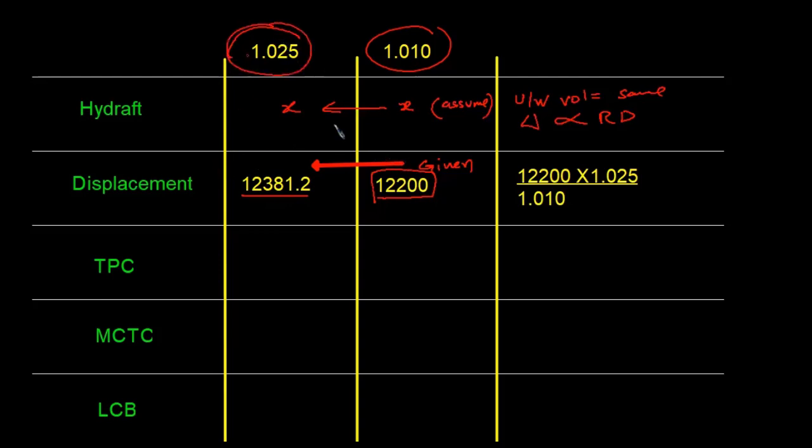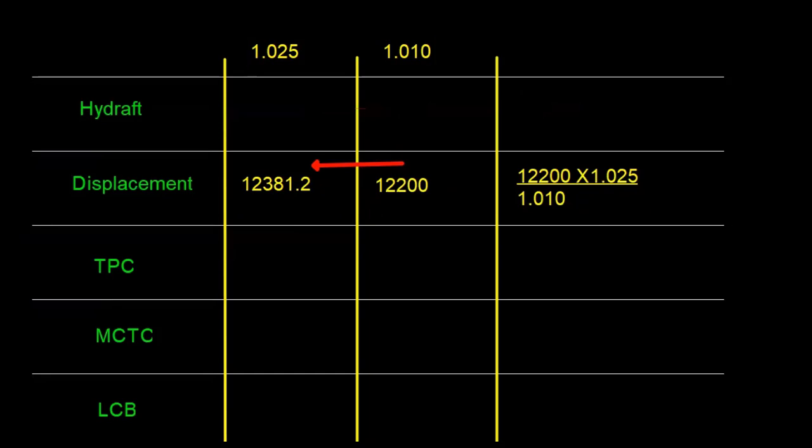So how to find out? We need to multiply by this column: 1.025 divided by, we are starting with, 1.010. Exactly, this is what we have done here. So we got 12381.2. This is the displacement.